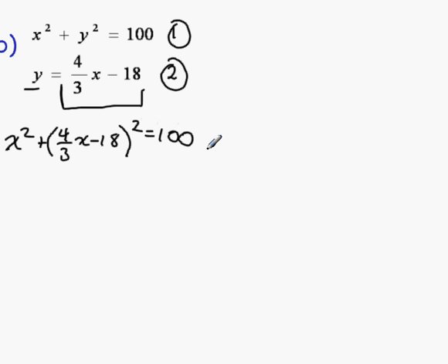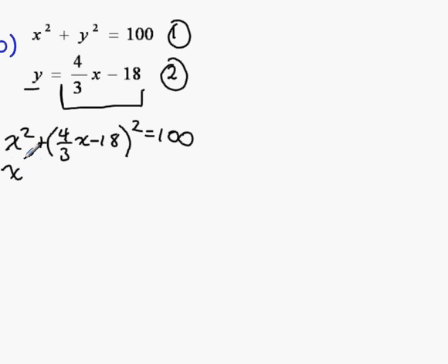Okay, what we want to do is we want to expand and simplify, collect like terms, and have all of our values on one side of the equation so it is in standard form. So we're just going to expand our brackets. So instead of having (4/3x - 18) squared, we have two brackets, (4/3x - 18) and (4/3x - 18), and we're going to expand them.